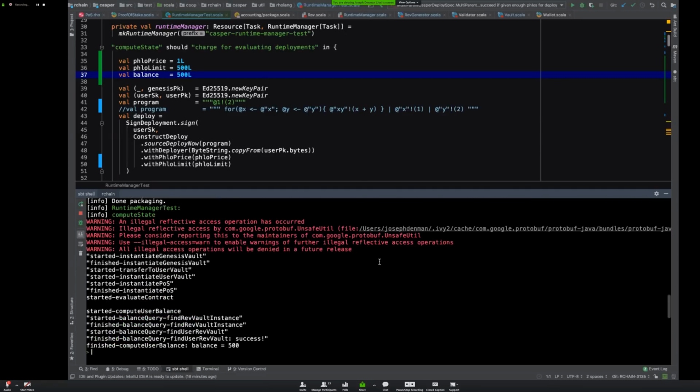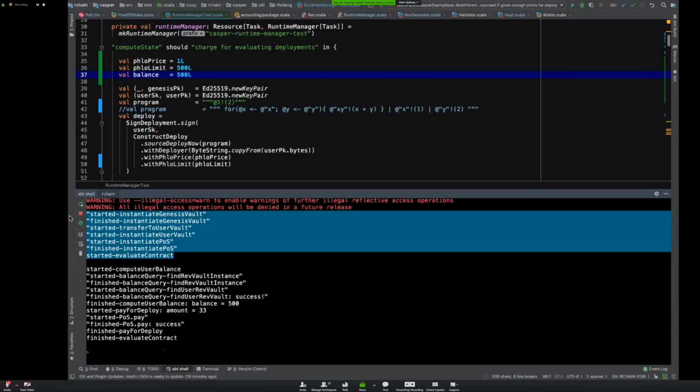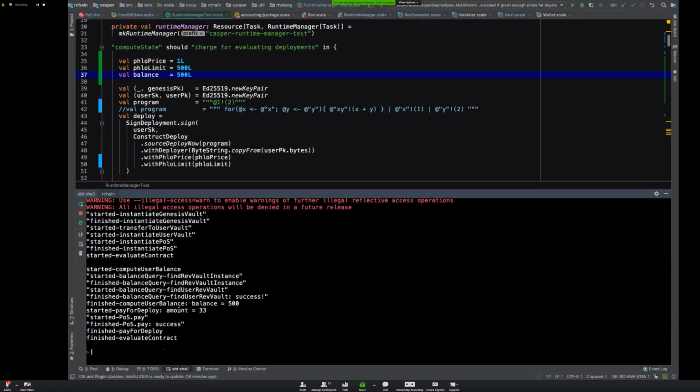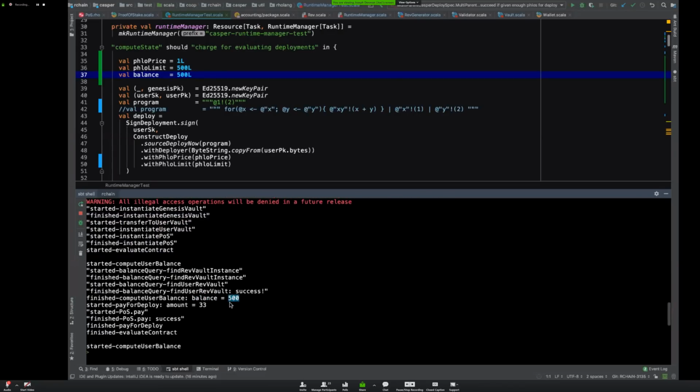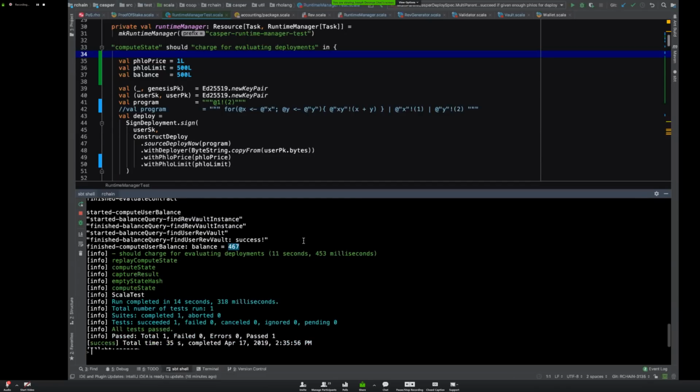Okay, so let's look at this again. As we saw before, we have our Genesis contracts above, our contract evaluation here, and it looks like the user's balance is correctly computed to be 500, while the contract itself is computed at 33 rev. So that is actually 33 flow times 1 rev per flow. So what we should see is that 5,500 is deducted by 33 when we pay for the contract, and that is what we see.